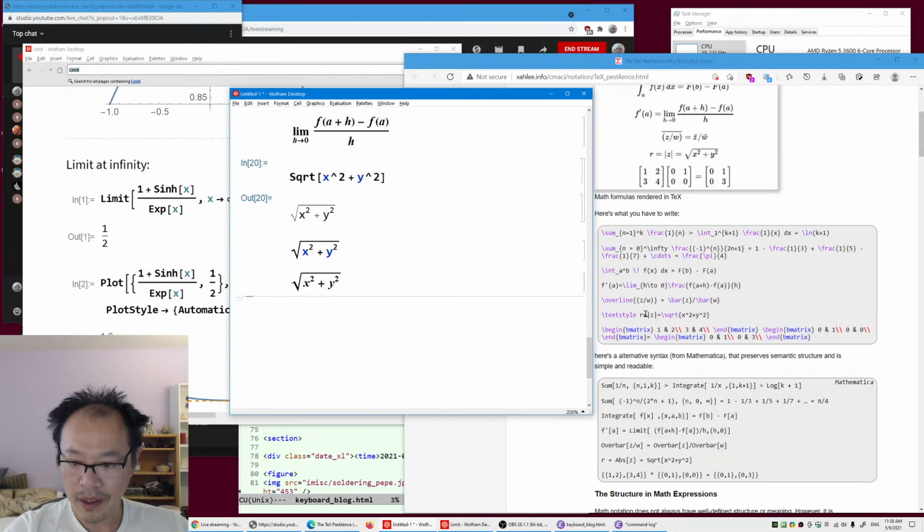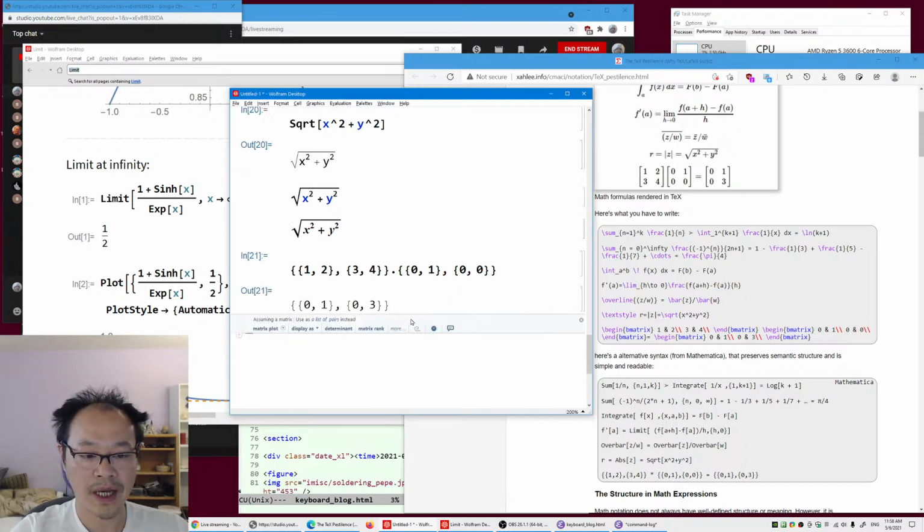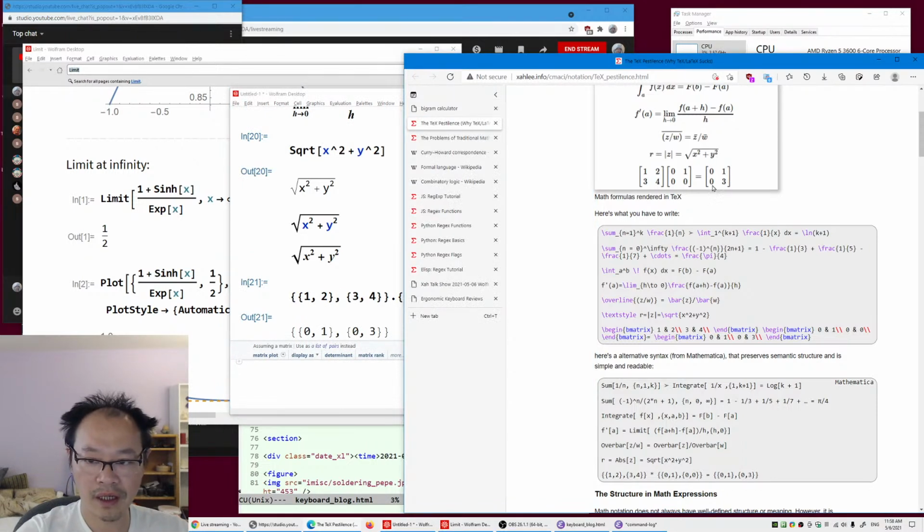Okay, what about matrix? Let's do a matrix. In Mathematica, a matrix is just a nested list. So here we have 1, 2, and 3, 4. The first row is 1, 2. The second row is 3, 4, and dot 0, 1, 0, 0. Let's see what that evaluates to. Yeah, it evaluates to 0, 1, and 0, 3.